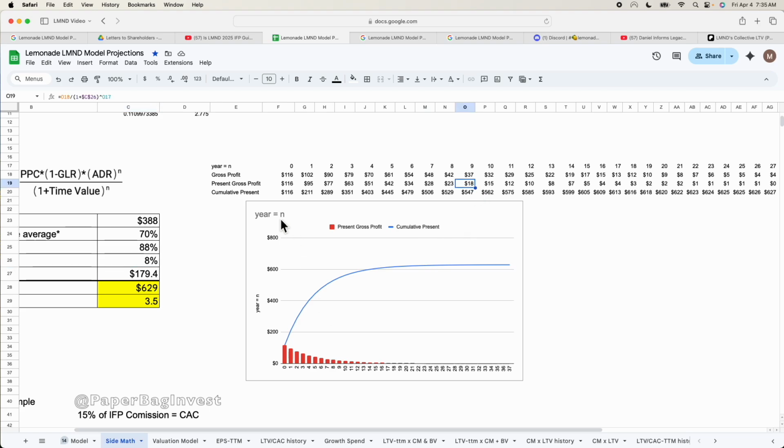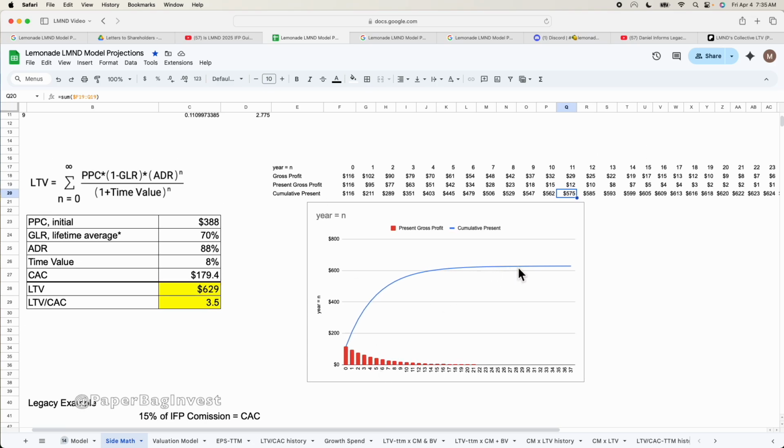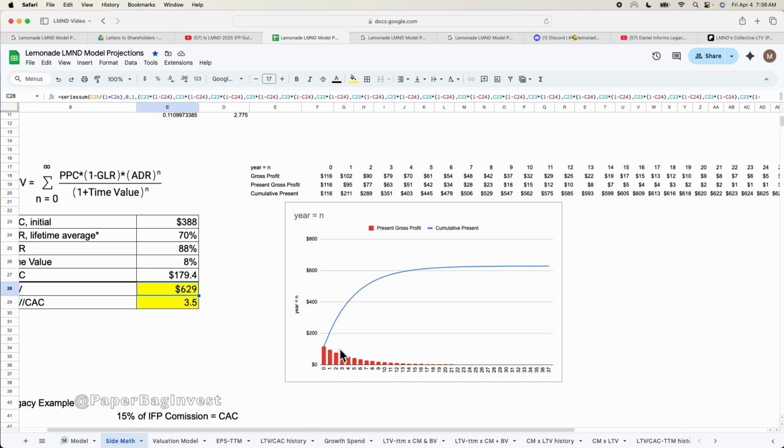And then finally, in the bottom row, I have cumulative present gross profit. All this is doing, if you look at the equation, is summing up all the present gross profit values before it. So you keep adding this. Ultimately, if you're adding all the present value gross profits together, in the end you're going to converge and arrive at a present gross profit that is what shows up in your LTV, your lifetime value equation here, $629.